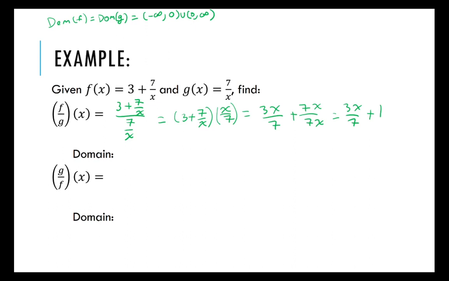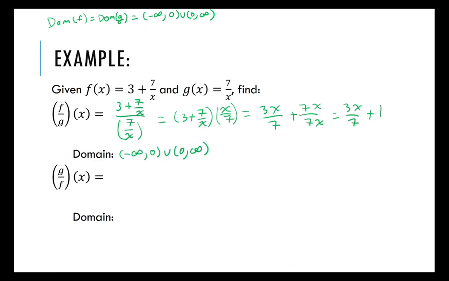But what would cause this denominator, 7 over x, to be 0? Well, there's nothing that would make that be 0, because 7 divided by a number, as long as that number is not 0, this thing's not going to be 0. And if you divide by 0, that doesn't have a definition. And so specifically, our domain is just going to be the intersection of f and g. So the domain of f is negative infinity to 0, union 0, up to infinity, excluding the 0.